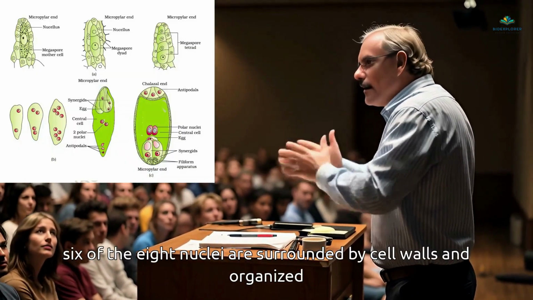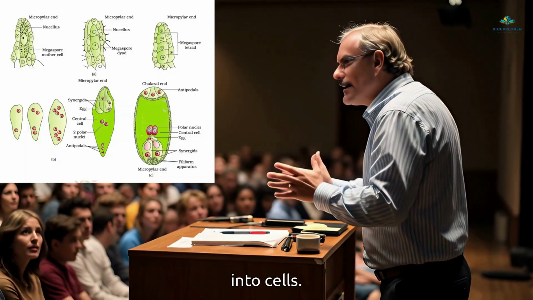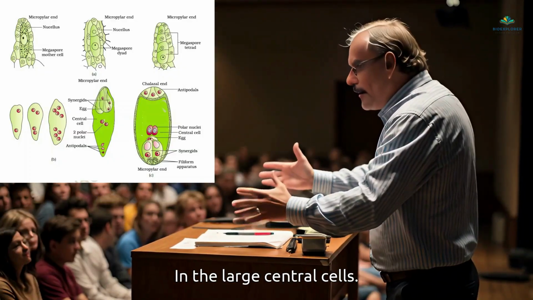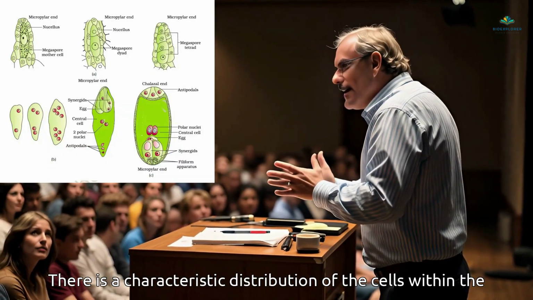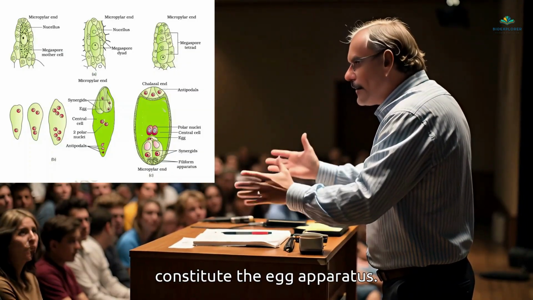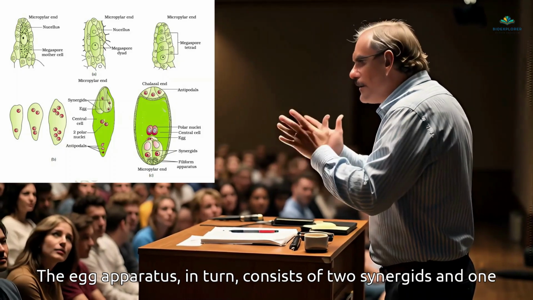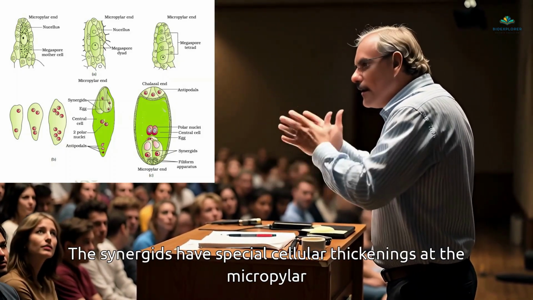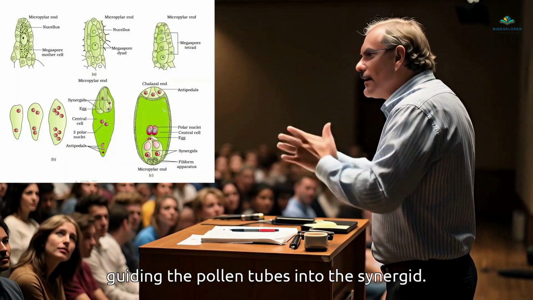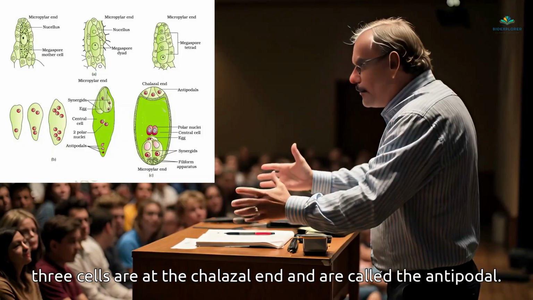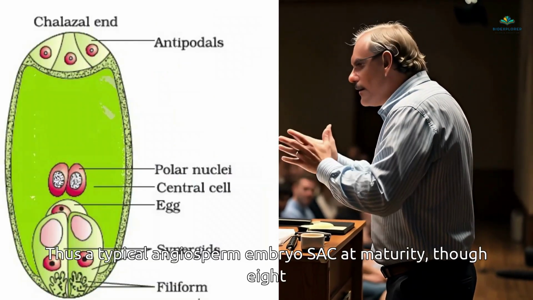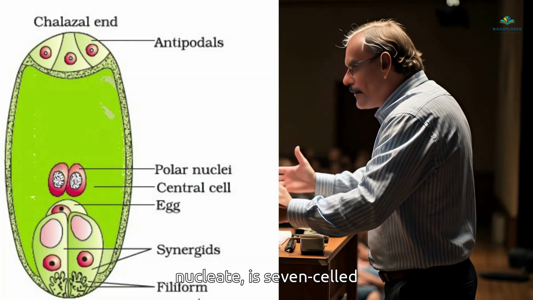6 of the 8 nuclei are surrounded by cell walls and organized into cells. The remaining 2 nuclei, called polar nuclei, are situated below the egg apparatus in the large central cell. There is a characteristic distribution of the cells within the embryo sac. 3 cells are grouped together at the micropylar end, and constitute the egg apparatus. The egg apparatus, in turn, consists of 2 synergids and 1 egg cell. The synergids have special cellular thickenings at the micropylar tip, called filiform apparatus, which play an important role in guiding the pollen tubes into the synergid. 3 cells are at the chalaza end and are called the antipodals. The large central cell has 2 polar nuclei. Thus, a typical angiosperm embryo sac, at maturity, though 8-nucleate, is 7-celled.